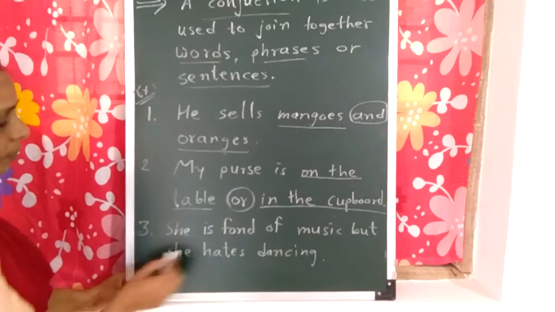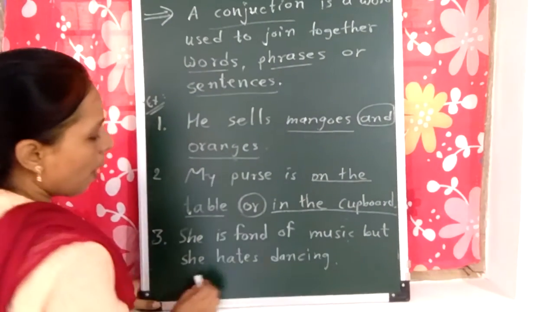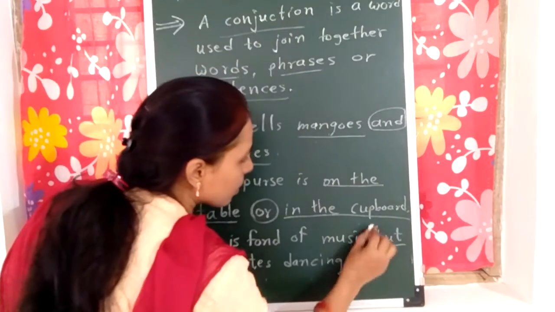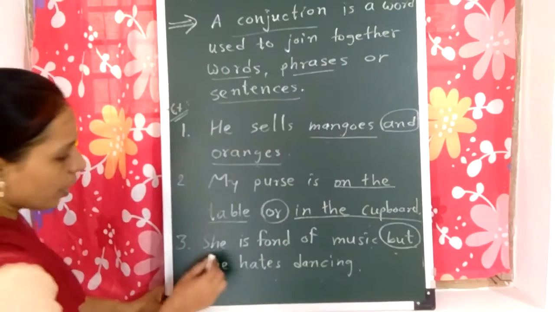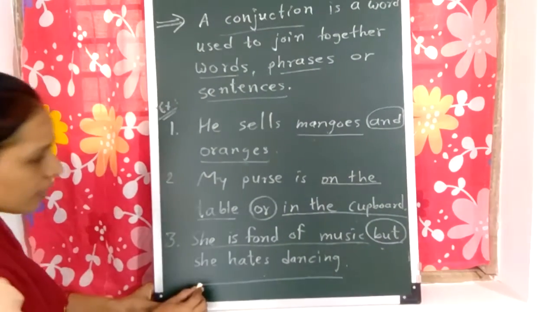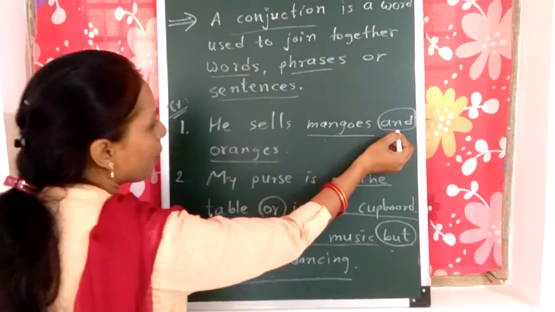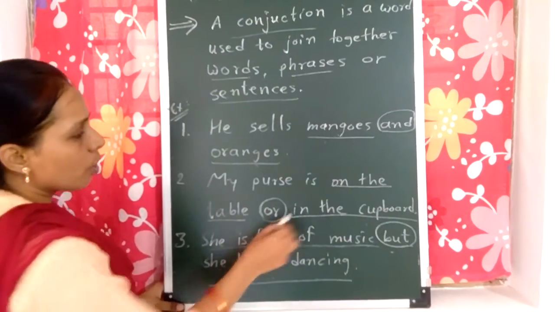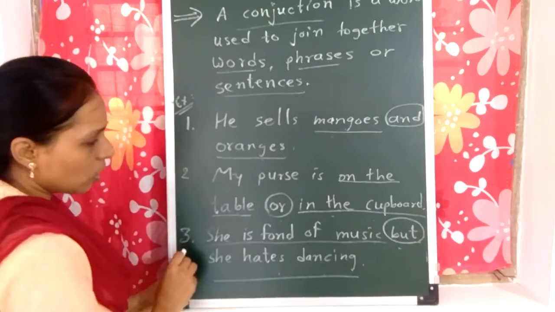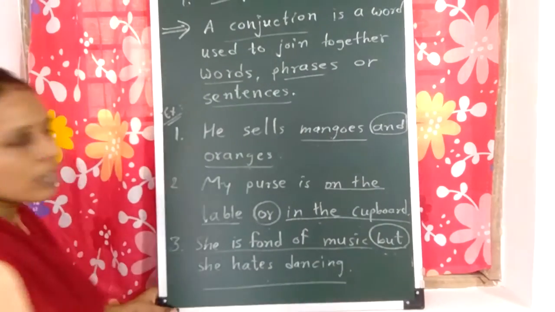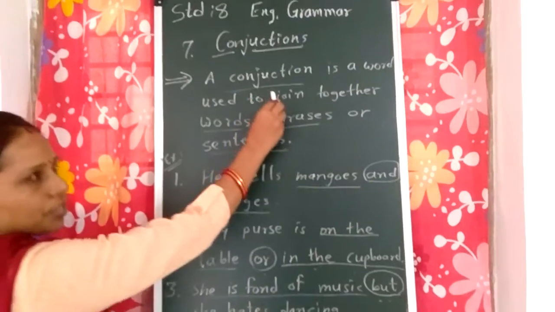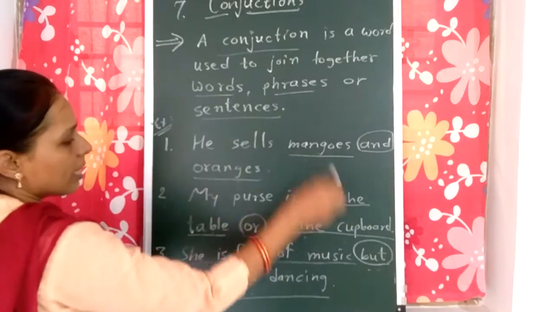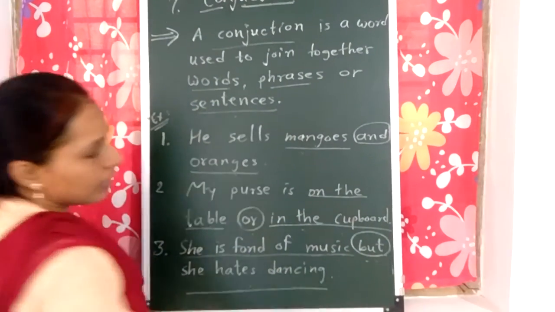In the third sentence, she is fond of music but she hates dancing. Here which is the conjunction? But. This conjunction joins these two sentences, right? Here in the first sentence 'and' joins two words, in the second sentence 'or' joins two phrases, and in the third sentence 'but' joins two sentences, right? So a conjunction is a word that is used to join together words, phrases or sentences.